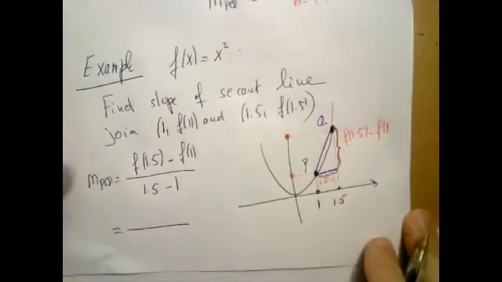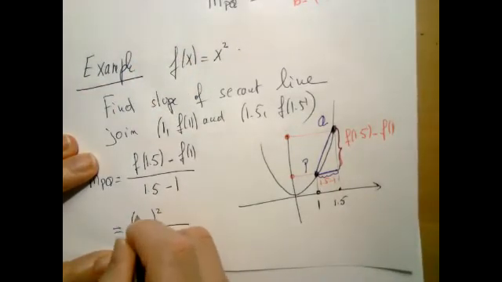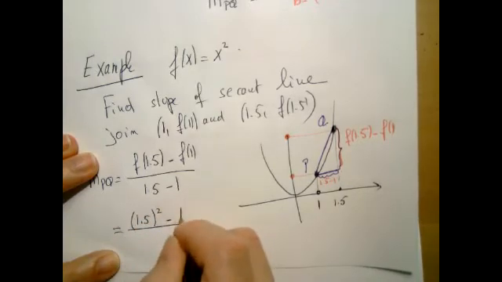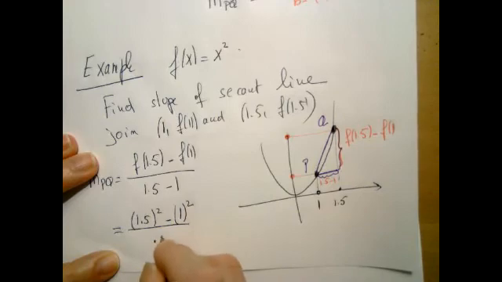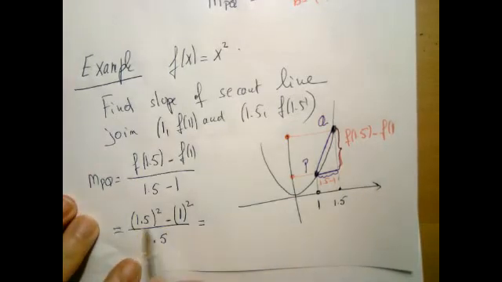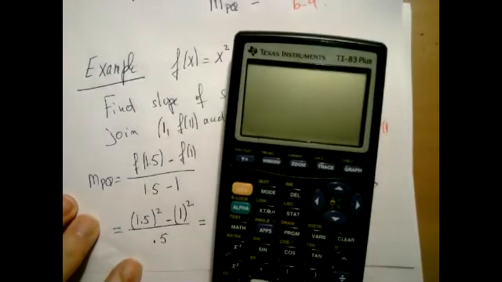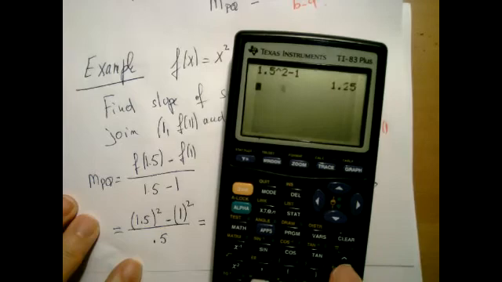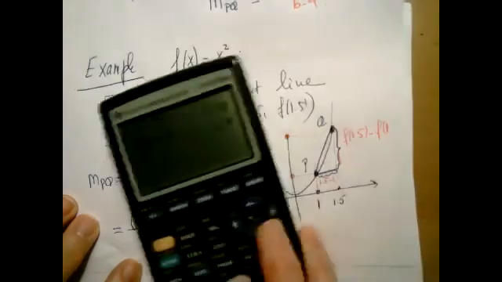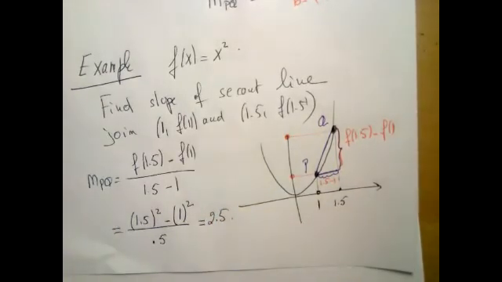So let us compute this. F at 1.5, my function is a squaring function. F of 1 with squaring divided by 0.5. And now we do the math. It means we basically pick up the calculator. We pick up the calculator and we evaluate. So I take 1.5 squared minus 1. I divide this by 0.5. I'm getting exactly 2.5, which is going to give me the slope of the secant line. Okay? So that's the slope of the secant line.